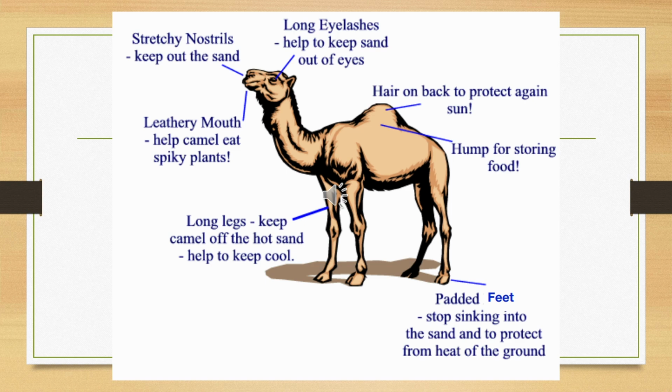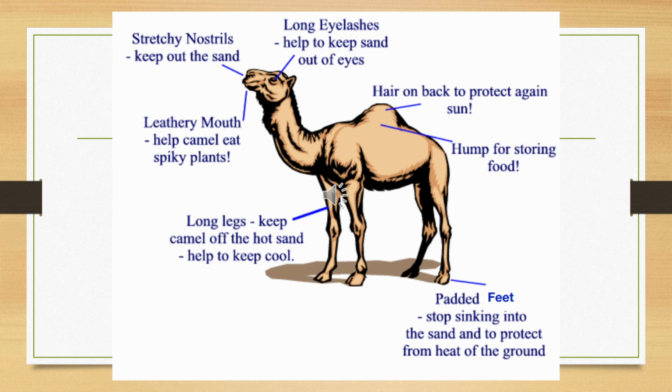For example, long eyelashes to help them survive the sandstorm to keep the sand out of their eyes. They also have a hump for storing food. They have padded feet to stop them from sinking into the sand, as well as to protect themselves from the heat of the ground. They have a leathery mouth to eat spiky plants. So these are the types of adaptations these animals have to live in such conditions.